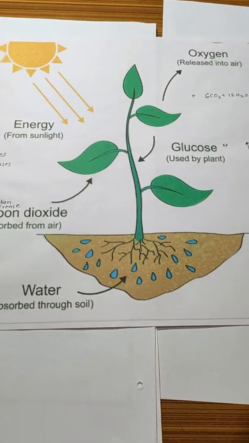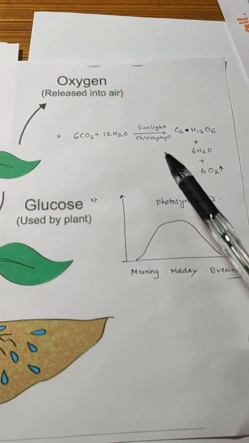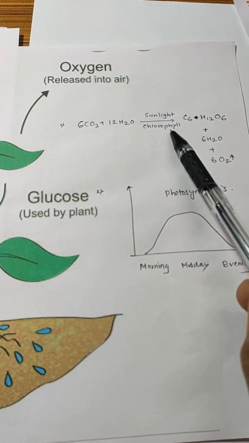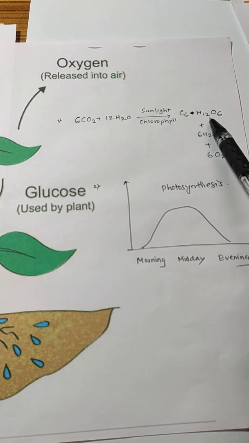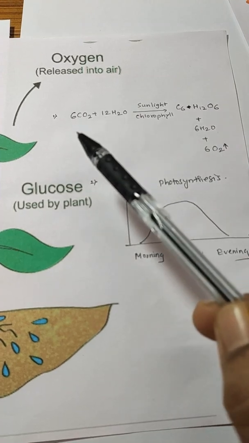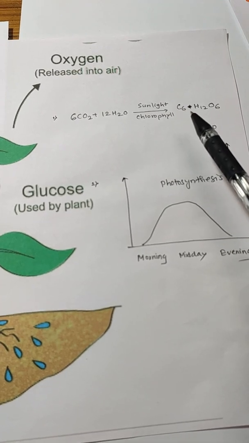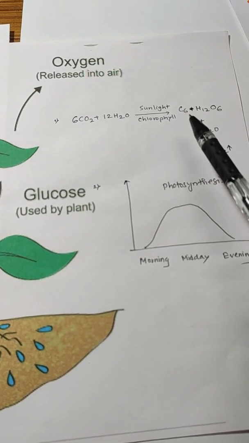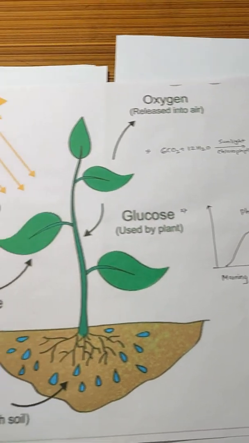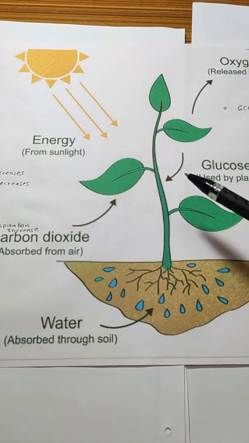Effect on photosynthesis. Photosynthesis is the process in which a plant prepares food material by using carbon dioxide and water in the presence of sunlight and chlorophyll pigments. It produces food material, meaning glucose, plus water plus oxygen. So this process is called photosynthesis. In this process, food material, meaning glucose, is formed. This process requires sunlight. Without sunlight, plants cannot produce food material.